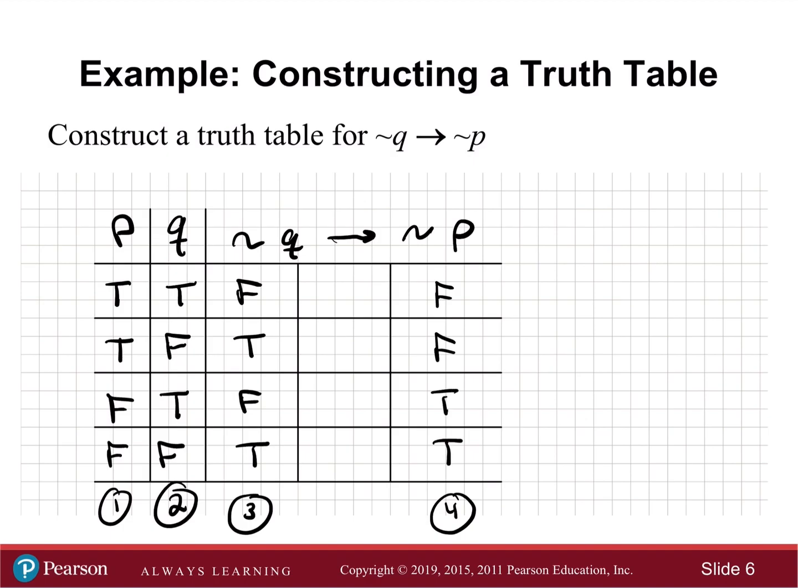And then our final column, which is the implication. Implication is always true except true implies false. So false implies anything is true. True implies false is the only false case. False implies anything is true. True implies true is true. And this is our final column.